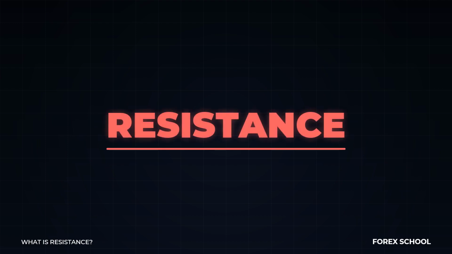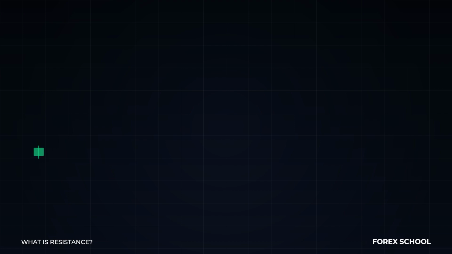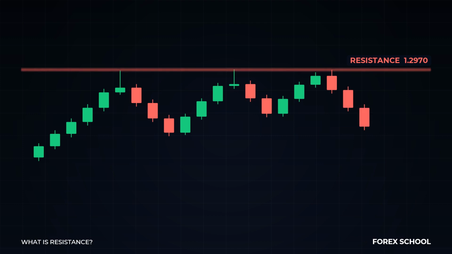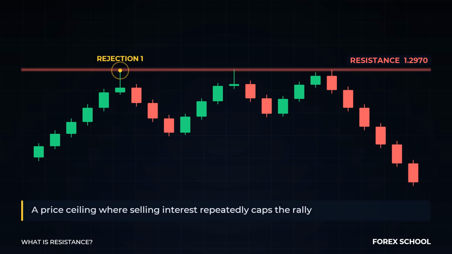Now flip the picture upside down. Resistance. Resistance is the mirror image of support, a price area where rising markets repeatedly stop rising. Watch price push up into this level and stall. Sellers are waiting here. Price gets pushed back down. It rallies again, same level, same rejection. That ceiling is resistance. Nothing mystical is happening, there is simply more selling interest than buying interest at that price, every time the market arrives.